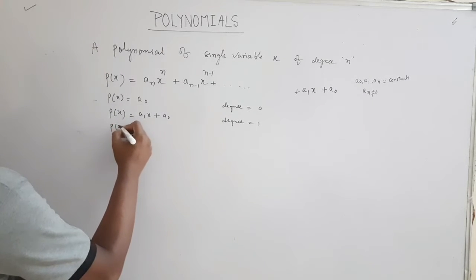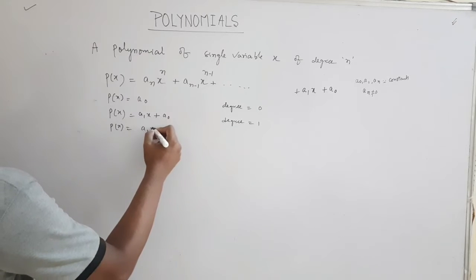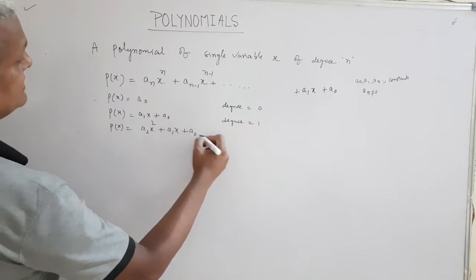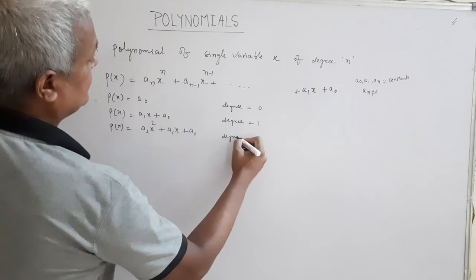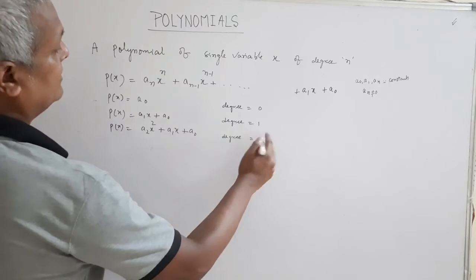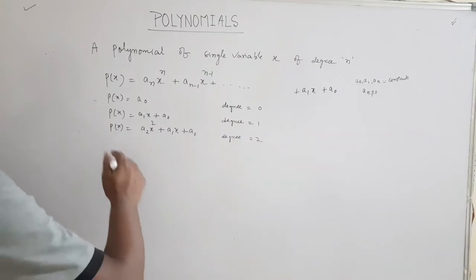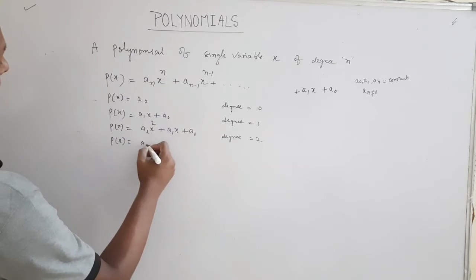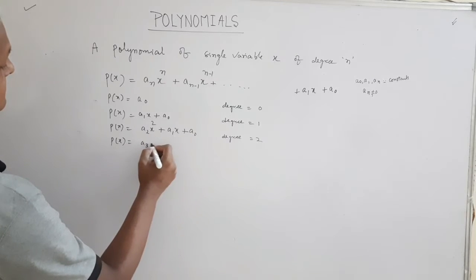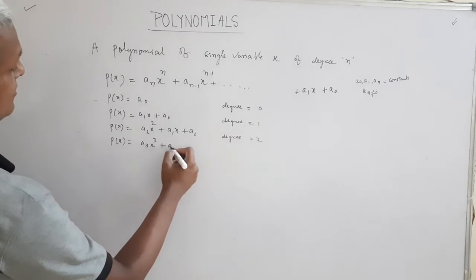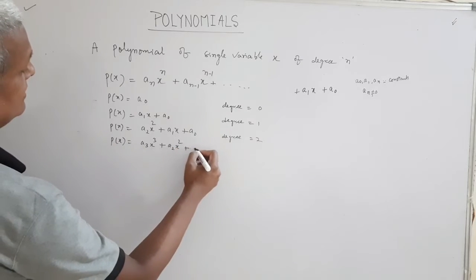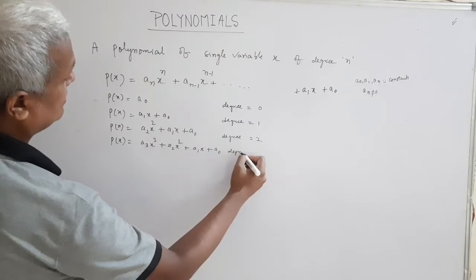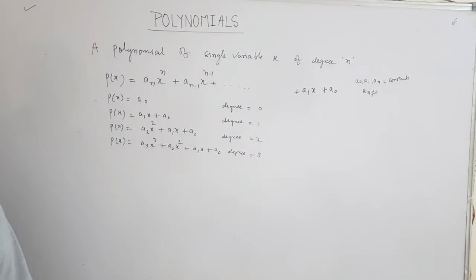If you take the last three terms, you get a2x square plus a1x plus a0, and that is a polynomial of degree 2. And if you take one more, it becomes a cubic polynomial, a3x cube plus a2x square plus a1x plus a0. This is a polynomial of degree 3.